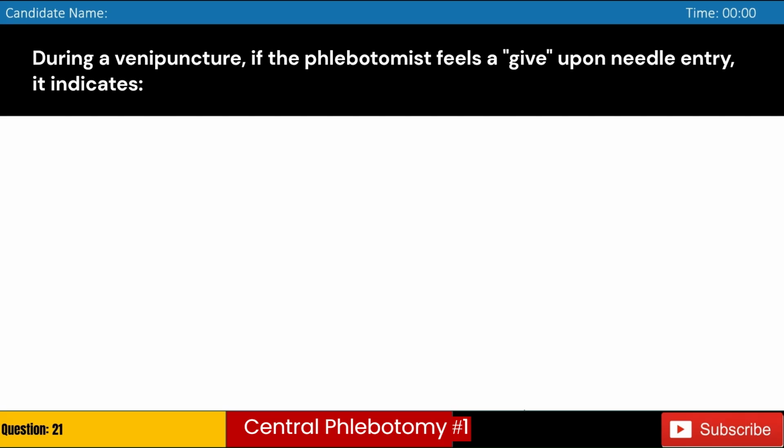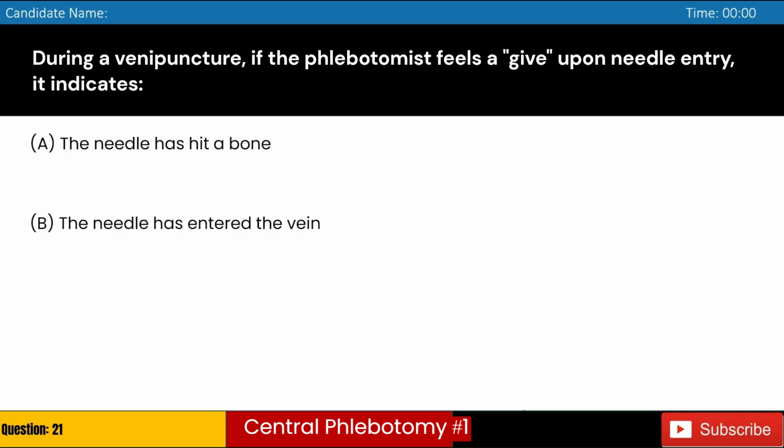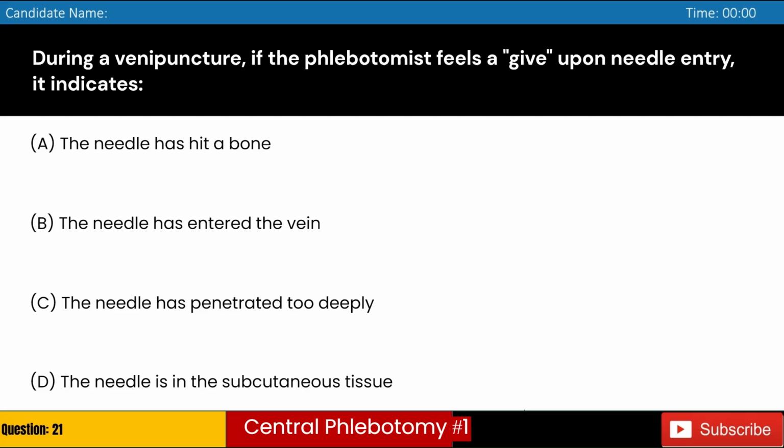During a venipuncture, if the phlebotomist feels a give upon needle entry, it indicates: A. The needle has hit a bone. B. The needle has entered the vein. C. The needle has penetrated too deeply. D. The needle is in the subcutaneous tissue. Answer B. A give indicates the needle has successfully entered the vein.